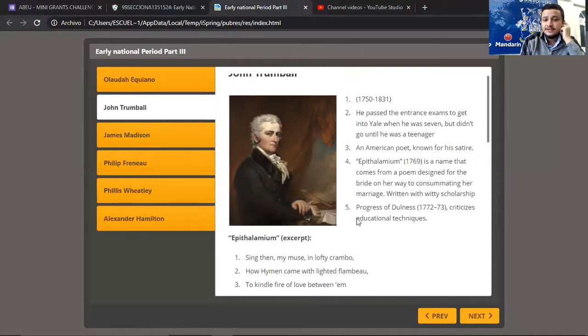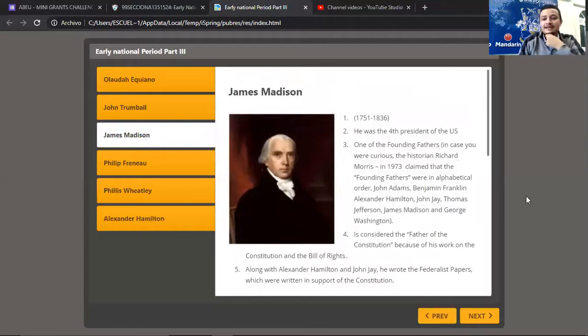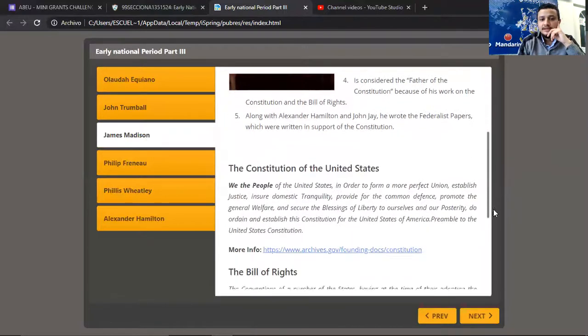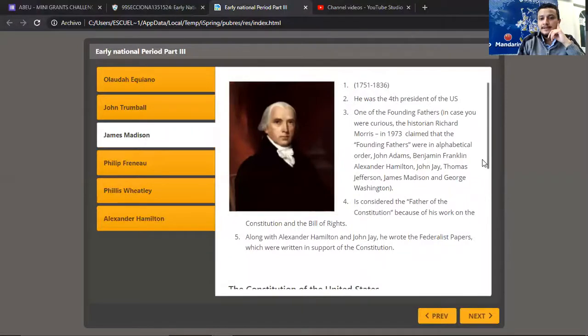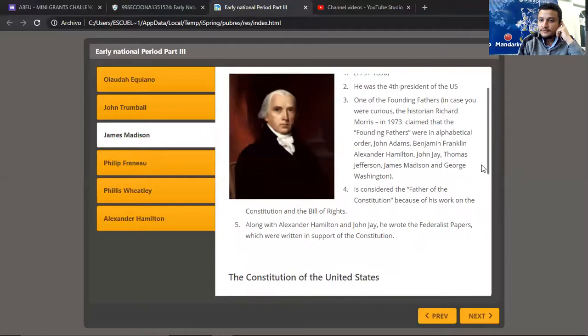For example, this guy, his hands are on paper. We have a very presidential picture in here, because he was actually the 4th president of the United States. So you have some key information in here, and then more information. This guy is one of the founding fathers, and is considered to be the father of the Constitution.